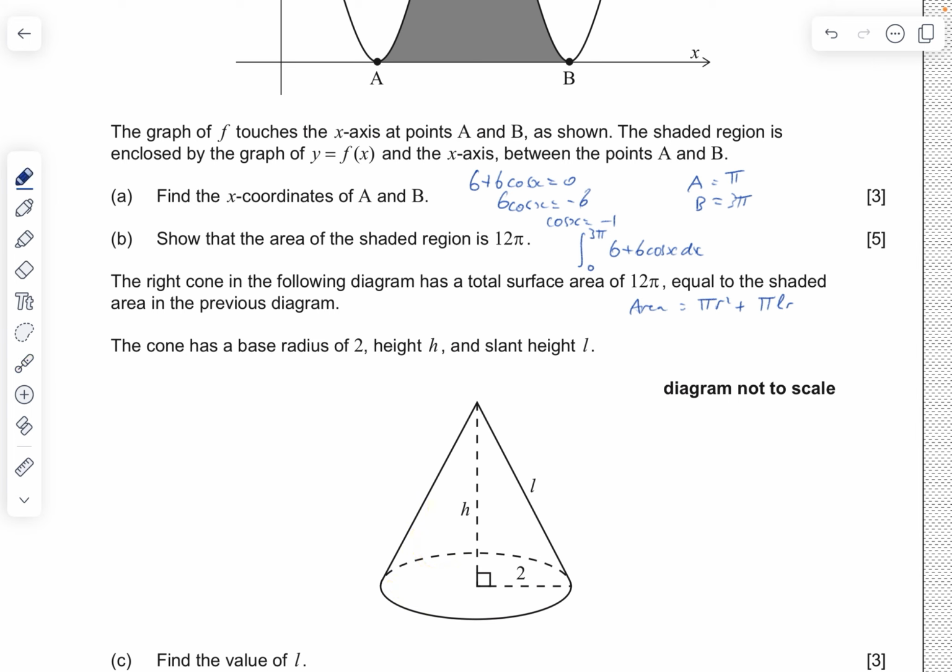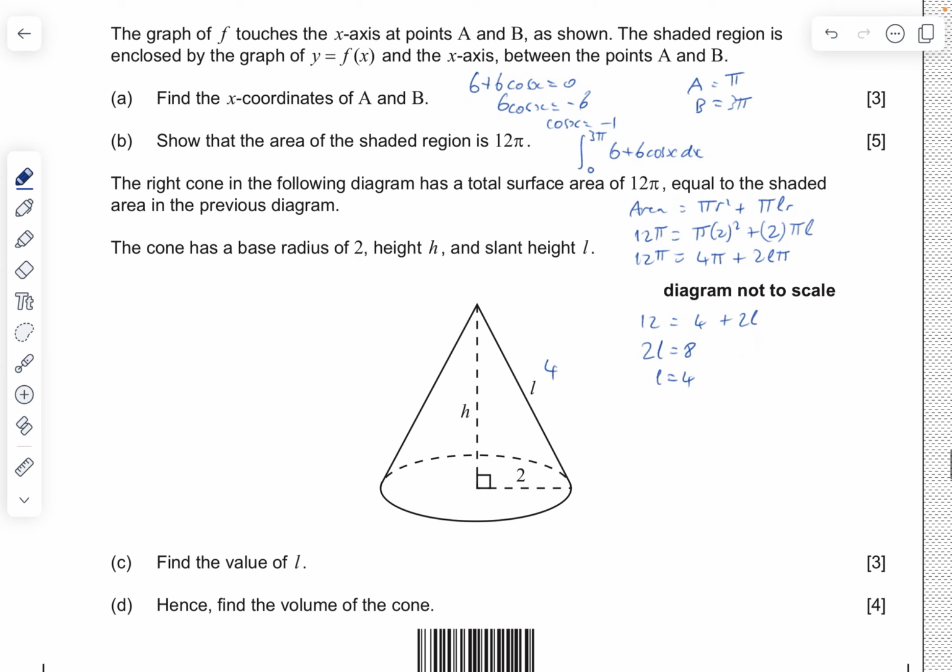We know what r is, we know what the area is. The area is 12 pi equals pi times 2 squared plus 2 pi l. 12 pi equals 4 pi plus 2 L pi. I'll divide everything by pi. 12 equals 4 plus 2L. 2L equals 8. L equals 4. So now I've got the slant height of 4. Find the value of L. I've done that. Hence, find the volume of the cone.